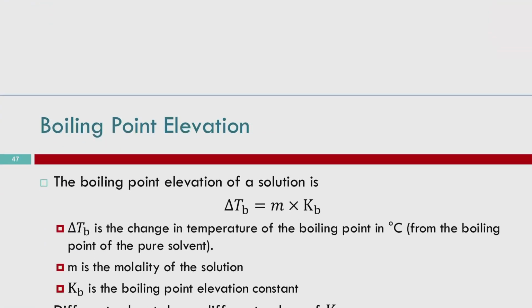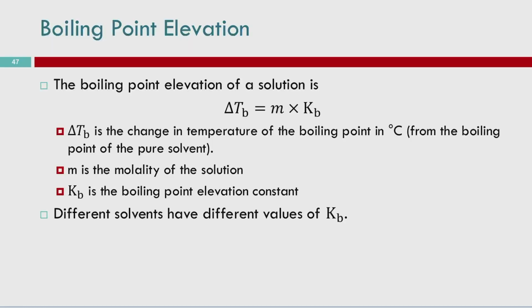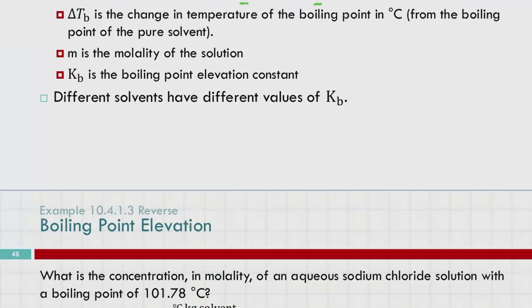Who's ready for some deja vu? Here it is. It's so similar to our freezing point depression equation. All that's changed is the subscripts. We now have sub B instead of sub F. B for baby? No, boiling. B for boiling. That's good enough for me. So it's B for boiling instead of F for freezing. Different solvents have different values of Kb.